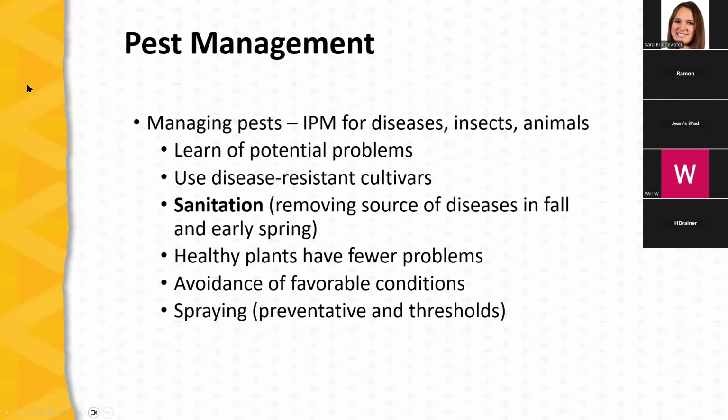Pest management is similar to brambles. We use what we call the IPM for disease, insects, and animals. The IPM means integrated pest management, where it's not just about using pesticides. You have to learn a little bit about the diseases and the insects so you can sanitize your crop or your area of production.